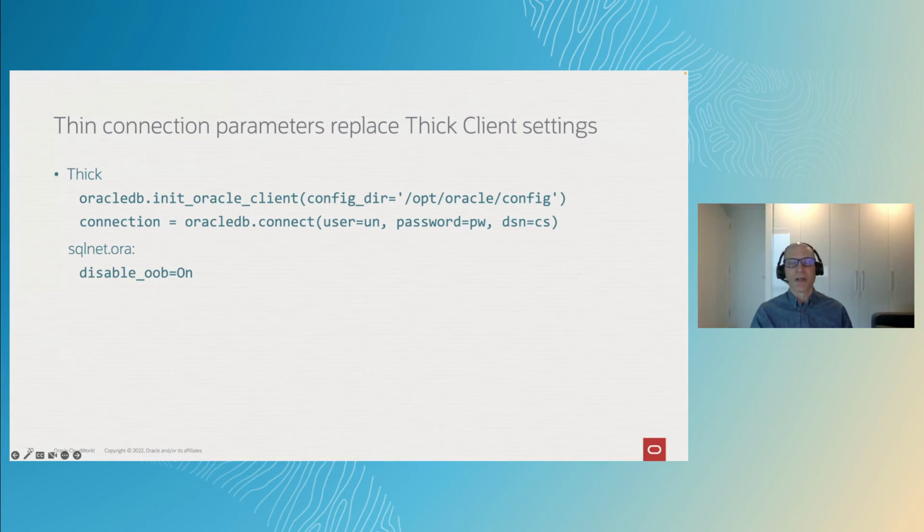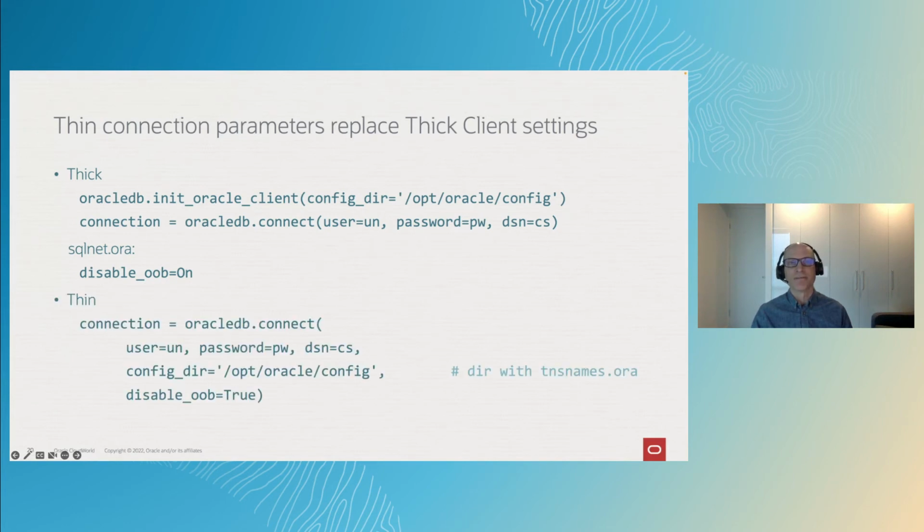This example shows how thick mode, and cx_Oracle of course, would disable out-of-band breaks at the network level. You'd have to have that external configuration file, sqlnet.ora, and set the flag DISABLE_OOB on. In thin mode, there is no sqlnet.ora, so you pass disable_oob=True, as you can see there at the bottom, at connect time. Note that you can also pass the directory containing the tnsnames.ora file at connection time as well. So you can actually, for different connect calls, pass different directory names. In thick mode, you have the one directory for the whole process.